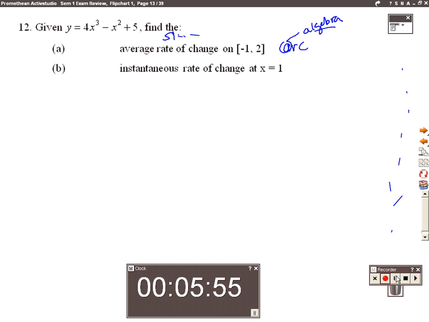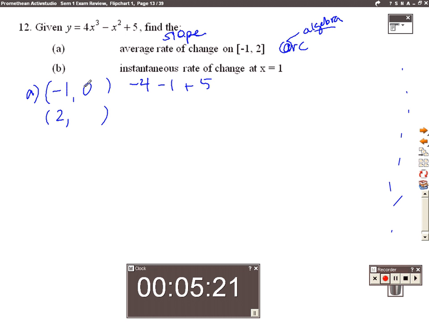So this is slope, and it is algebra 1 slope. So for letter A, they've given me an x value of negative 1 and an x value of 2. So my first job is to go and get the corresponding y values in the original equation. So if x is equal to negative 1, that would give me negative 4 minus 1 plus 5. So negative 4 minus 1 would be negative 5 plus 5 would be 0. Hopefully my arithmetic is good there.